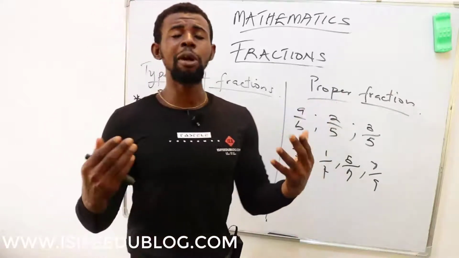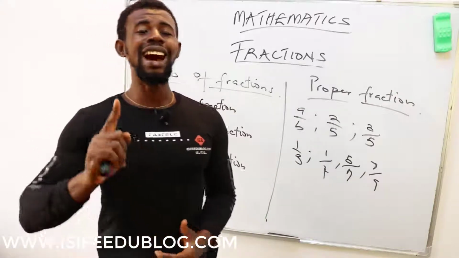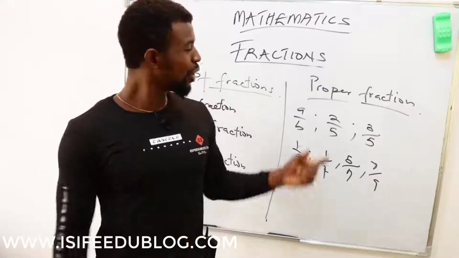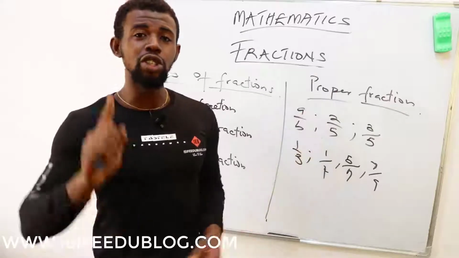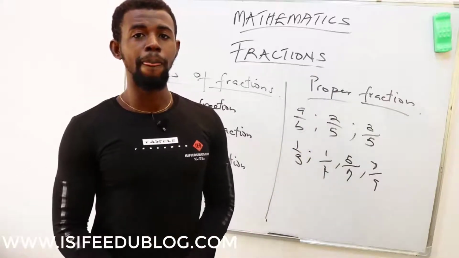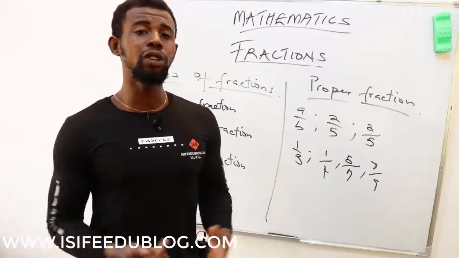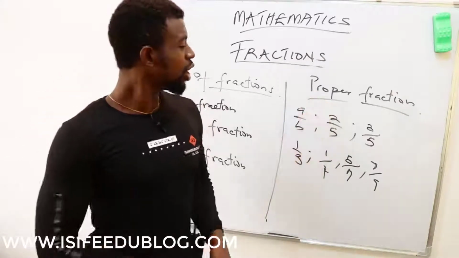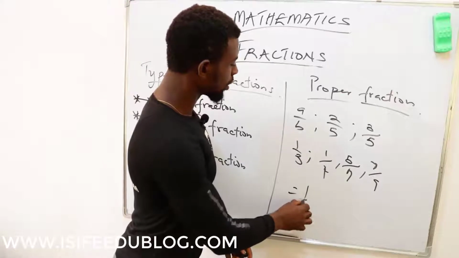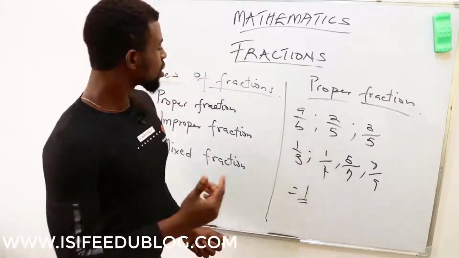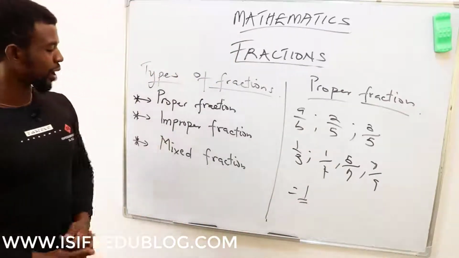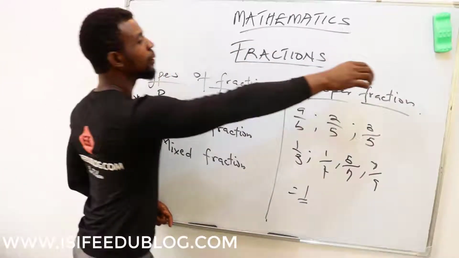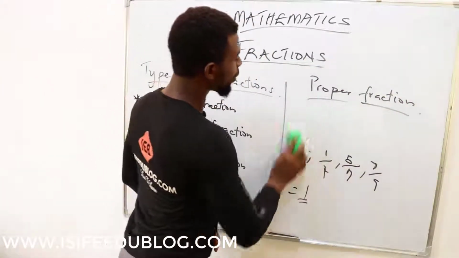Okay? And in proper fractions, I want us to note this. The highest value in a proper fraction is always less than 1. Alright? The highest value in a proper fraction is always less than 1. Alright? Okay, so let's move to the next type of fraction, the improper fraction. Sorry. What are improper fractions?